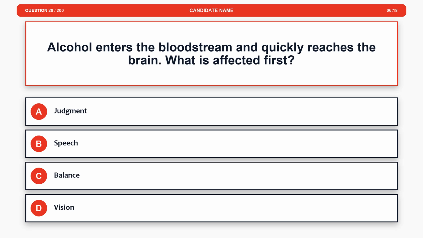Question 28. Alcohol enters the bloodstream and quickly reaches the brain. What is affected first? Option A. Judgment. Option B. Speech. Option C. Balance. Option D. Vision.